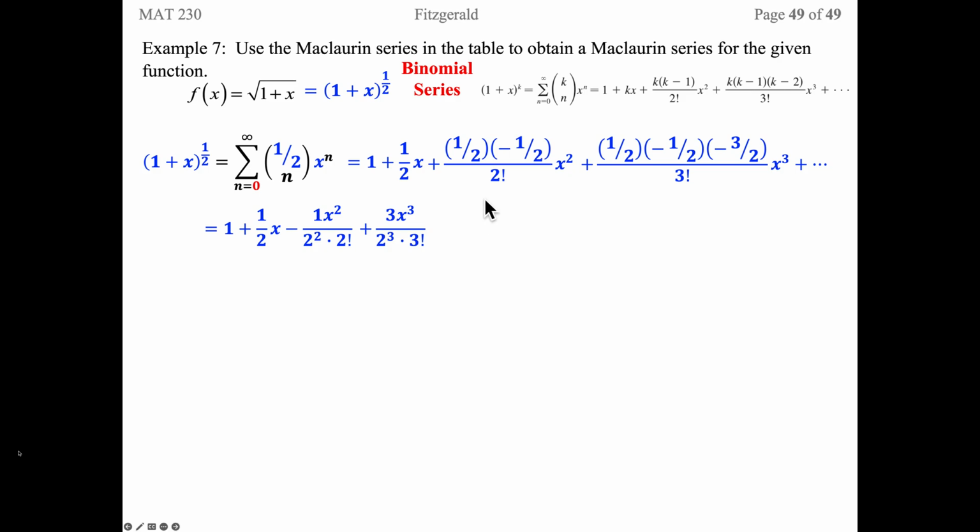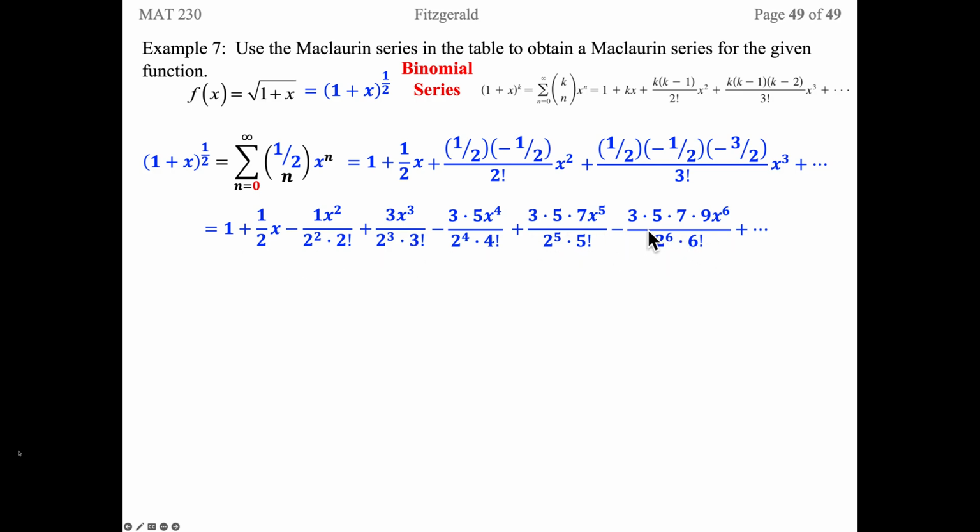So I see the pattern here. The next one will be minus 5/2. So that's going to now be minus 3 times 5, x to the fourth, over 2 to the fourth, because I'll have 4 denominators of 2 times 4 factorial. My next term plus, it'll be 1/2 times negative 1/2 times negative 3/2 times negative 5/2 times negative 7/2. So 3 times 5 times 7, x to the fifth, over 2 to the fifth, 5 factorial. Minus, then we put a times 9, x to the sixth, 2 to the sixth, 6 factorial.